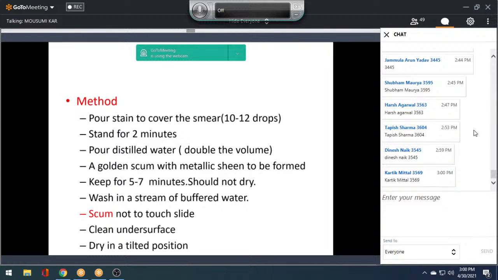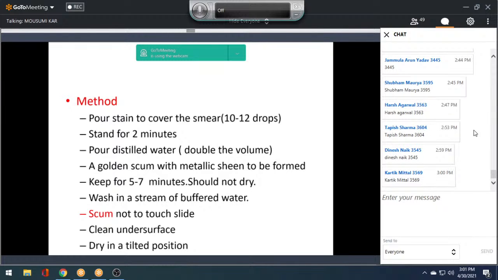And how do you know that your staining will be good? You get to see a golden scum on top. You'll be able to see a metallic sheen on top, which is basically nothing but eosin thiosinate. It's just a compound which will help you understand whether your staining, your mixing is good or not. Now remember, this golden scum is actually a thick stain particles. So you should never allow the golden scum to touch your smear, because if it touches your smear, then it will cause stain precipitate.